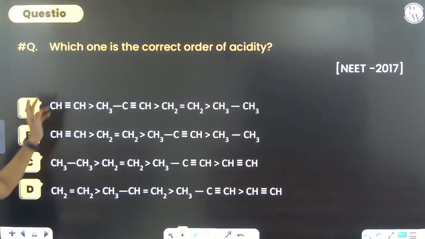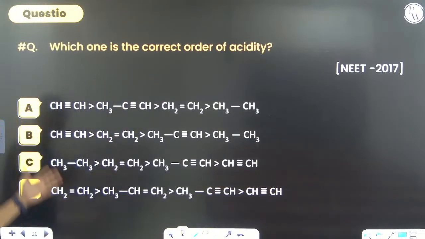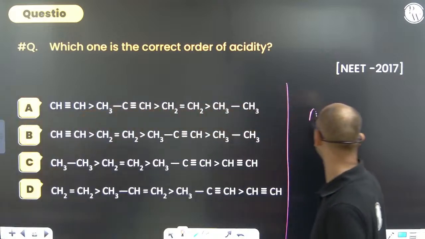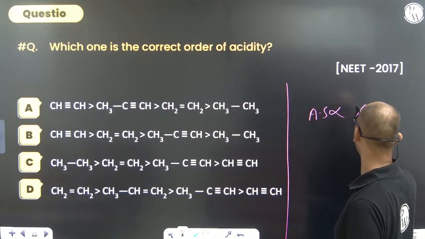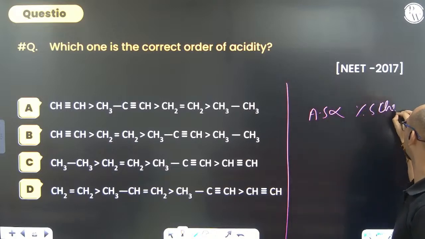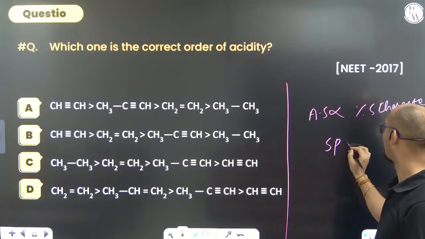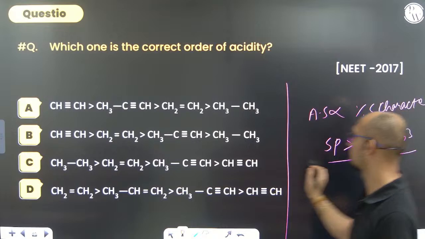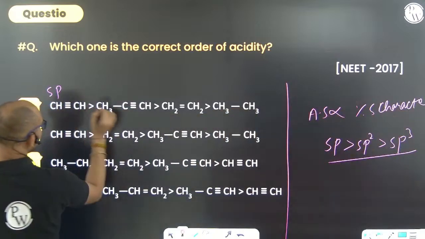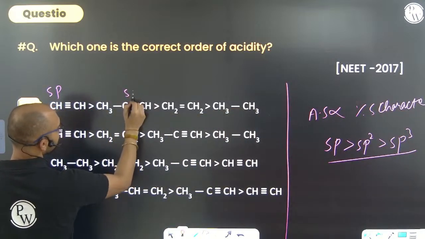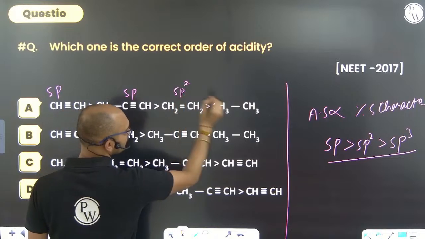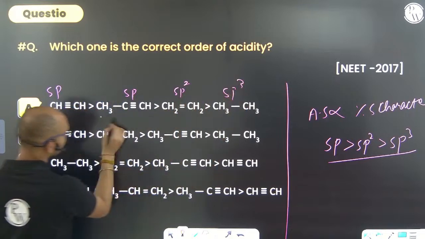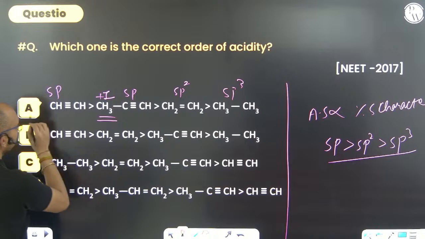Next, which of the correct order of acidity? Check kar lo. Always remember, in acidity, percentage acidic strength is directly proportional to percentage S character. So sp hybridized is more than sp2 is more than sp3. Can we see that? Here it is sp. Here it is sp2. Here it is sp3. But here it is plus I effect. So option A is the correct.